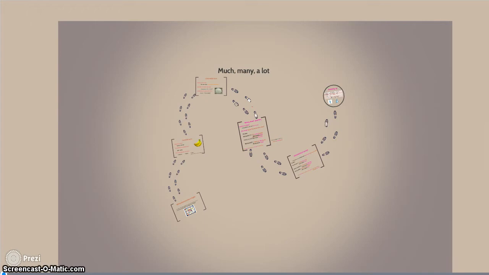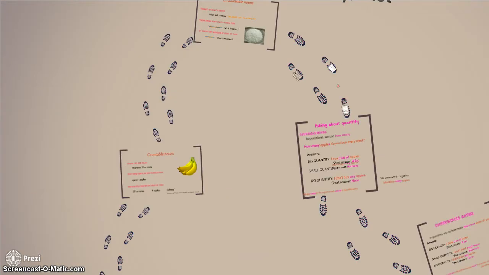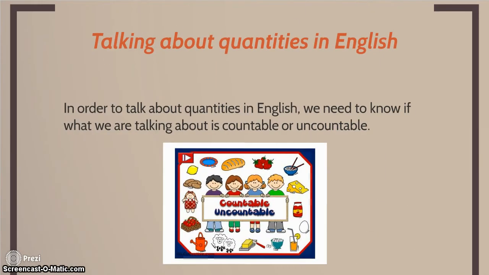Hello students, today we're going to learn how to say mucho in English. In English we use much, many and a lot to speak about a big quantity of things. But before we talk about quantities in English, we need to know the difference between countable and uncountable.